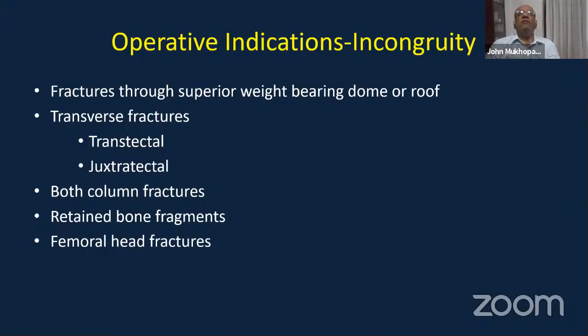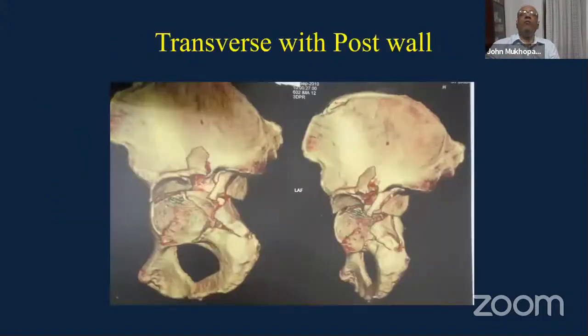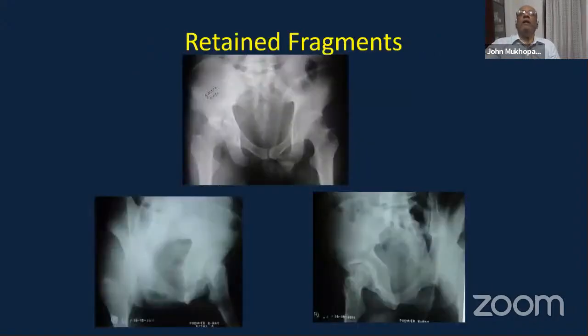if you have any fracture which is going through the superior weight-bearing dome or roof, if there are transverse fractures which are transtectal or just juxtatectal, so that means high fractures, both column fractures, retained bone fragments, and if there's a femoral head fracture, these are definitely operative indications. So here's a transverse with posterior wall fracture with combination. It will definitely be an indication for surgery.